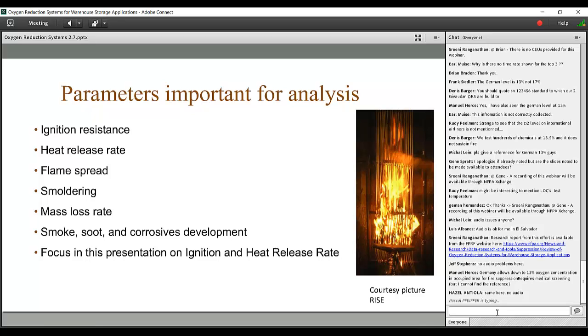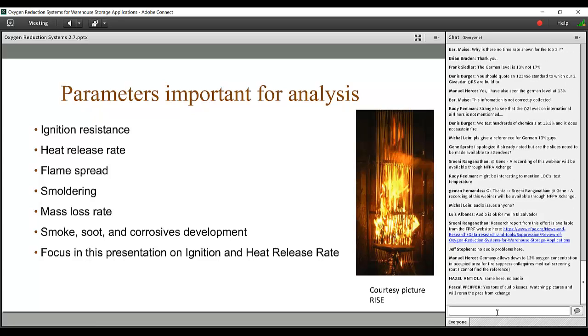I must say in this presentation we only go into ignition and heat release, mainly because, as will be clearer later, we have a lot of focus on fire prevention in this study, and then the ignition is the major factor.